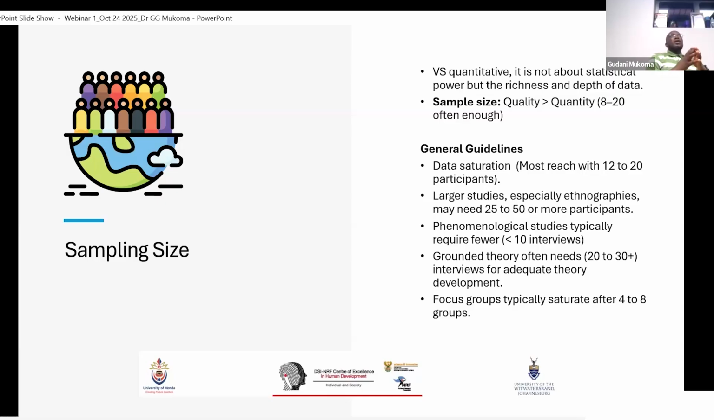And it's very important that you know exactly how you identify that saturation has been achieved. And then with grounded theory, you often need 20 to 30 interviews for adequate theory development. Remember, if we're talking about a theory, this is where you're going to have to apply it to a wider audience. So it's very important that you are able to test it and also capture the experience of how different individuals are feeling with that certain phenomenon, for you to be able to develop a theory that will be context relevant as well as useful and acceptable within that specific context.